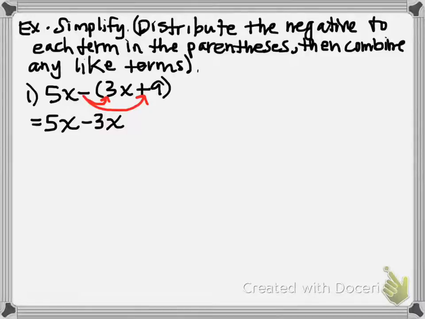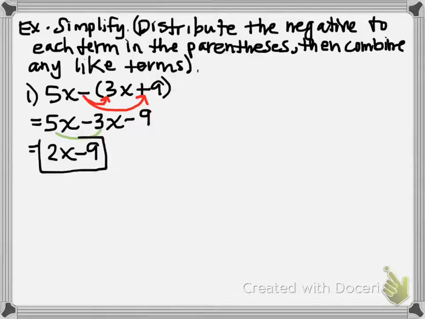A negative times a positive is a negative. Next, you look for any like terms, and we should see them. We have 5x and negative 3x. So what do we get when we have 5x and we take away 3x? Well, we end up getting 2x, and then the minus 9 comes along for the ride.